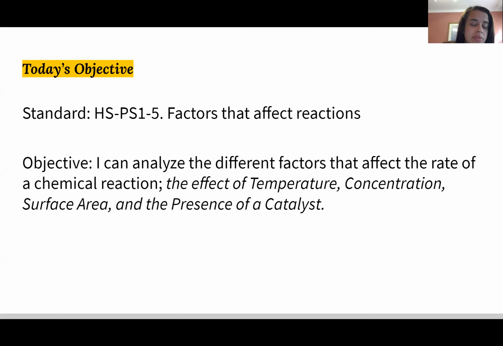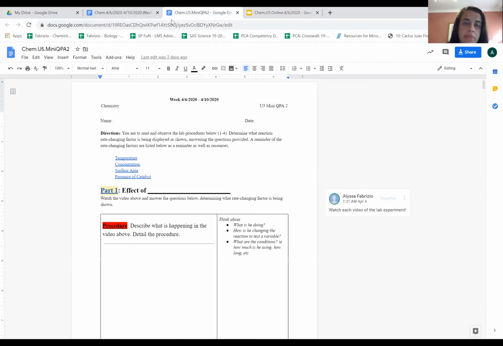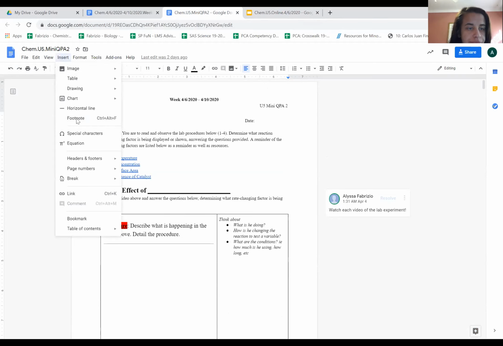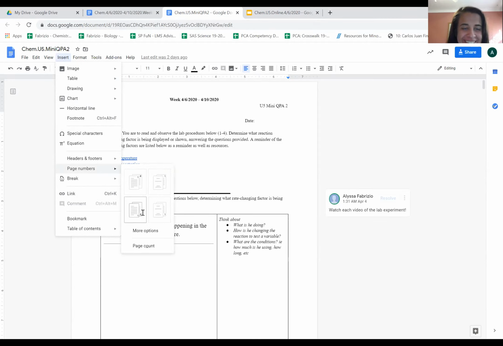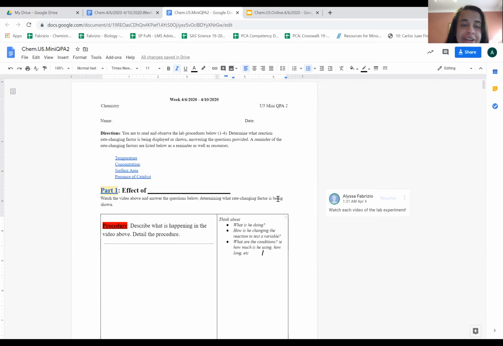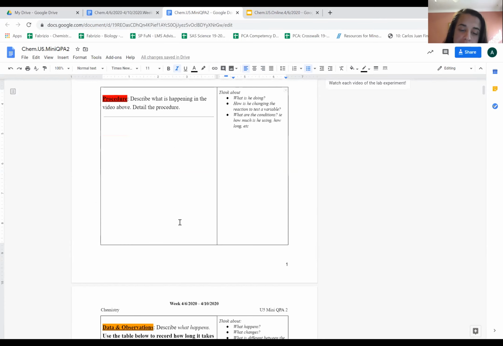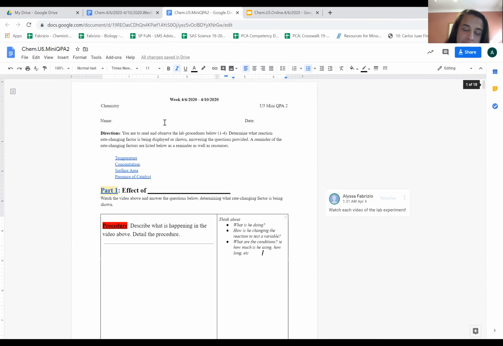So today we are going to be working on our mini QPA, so that's included in your bundle for the week. We're going to take this step by step. Let me just add page numbers so I can refer to page numbers for you. There we go. Perfect. I'm screen sharing what we're working on right now. This is your mini QPA number 2 handout to complete.